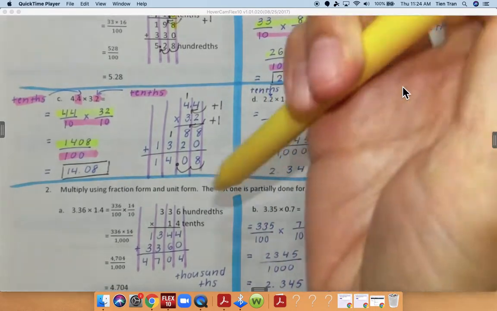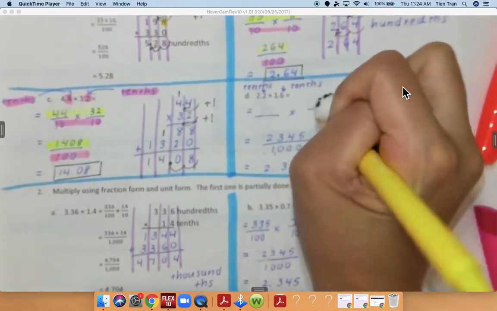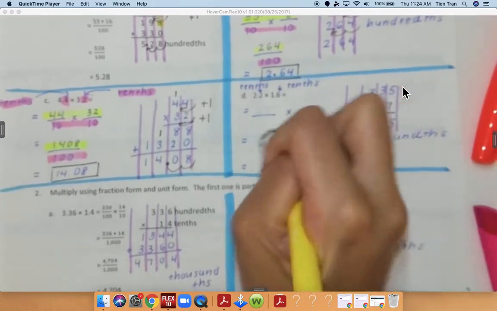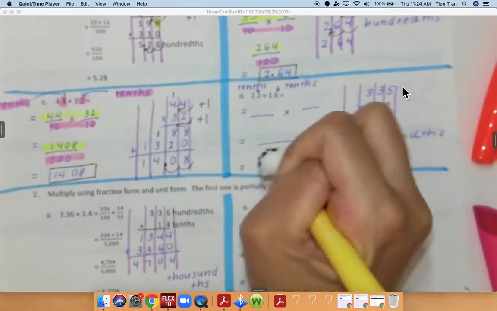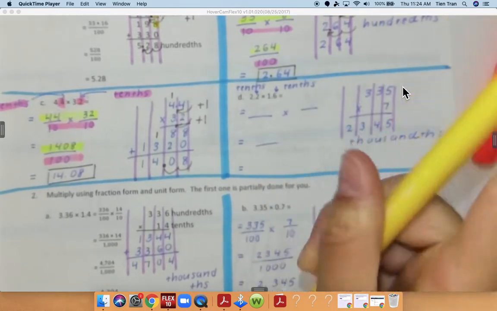Wonder why that didn't show up. I think I wrote the wrong numbers here, so I'm going to erase it and do it again. Which happens.